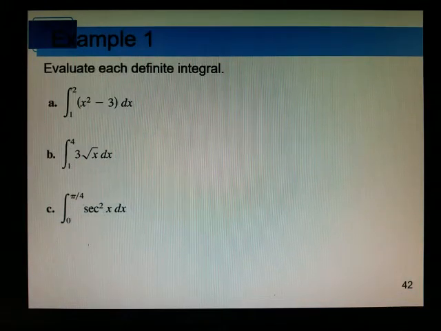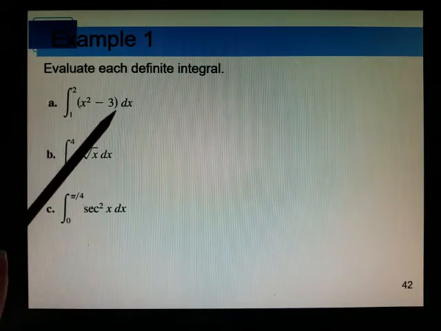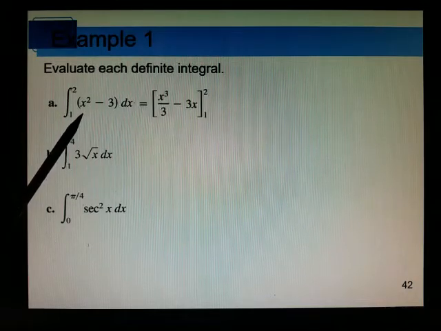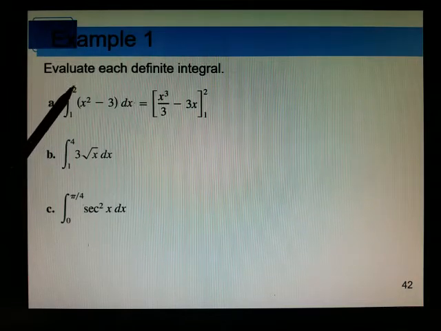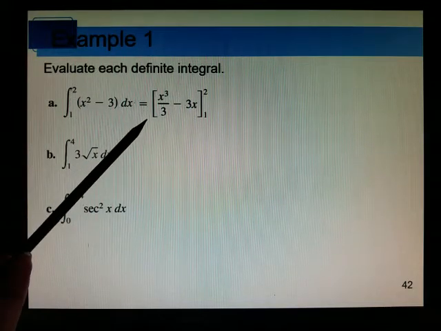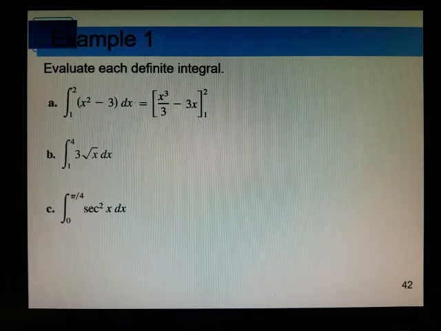So it tells me to evaluate each definite integral. We first start with taking the antiderivative of each, we integrate it. So remember, that's adding 1 to the exponent and dividing by the new exponent. Now notice this time the integral symbol was from 2 to 1. After I integrate, I drop the integral symbol, I now switch to a bracket, and I now write the 2 and the 1.